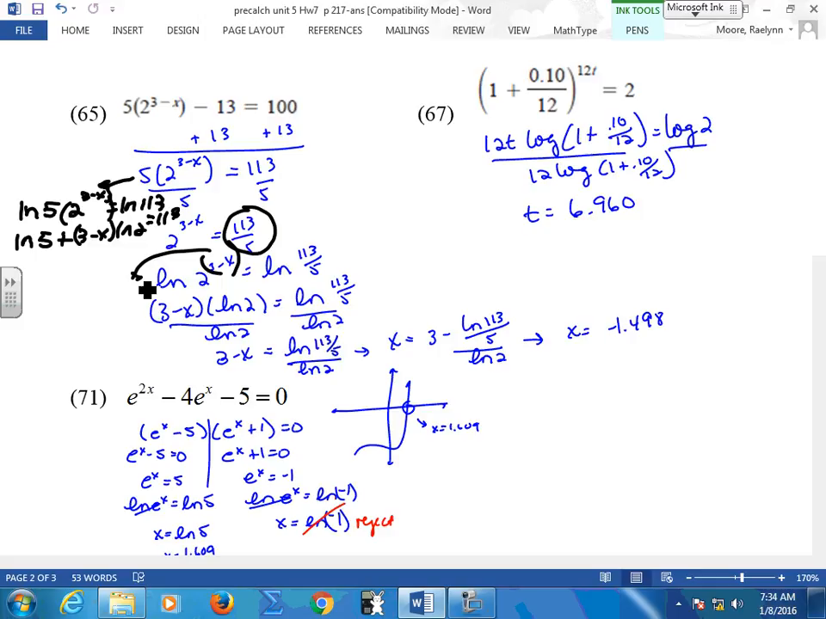Number 67, same thing. Bring down your exponent, but it belonged to that whole thing. So divide everything by everything but the t. Again, if you're going to use your calculator, watch that denominator. That's why your fraction key is kind of nice. You don't have to worry about any parentheses. But if not, put that denominator in parentheses.